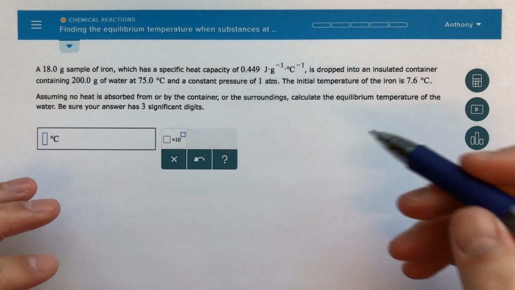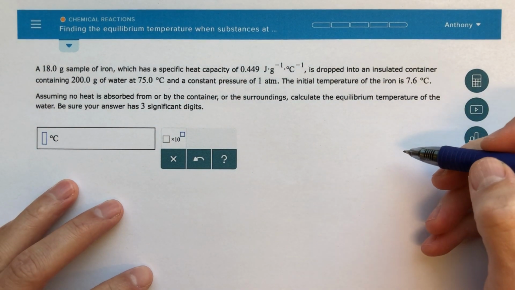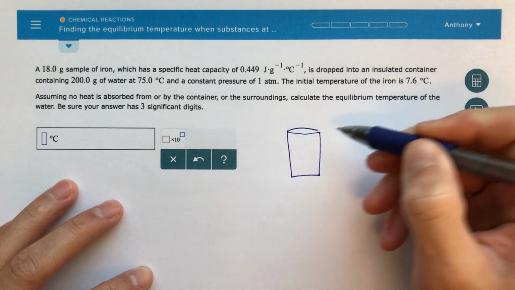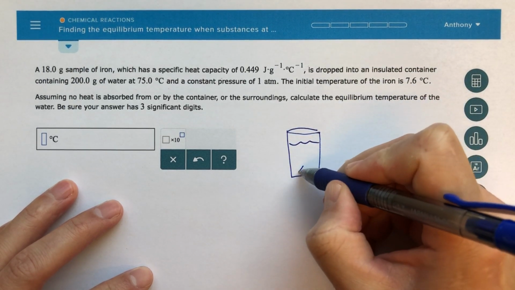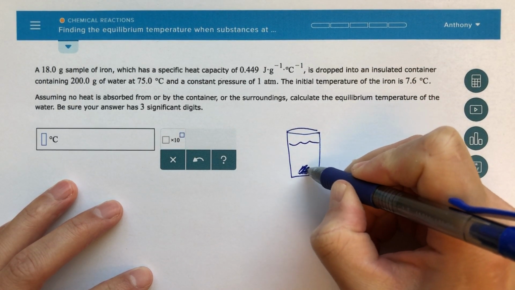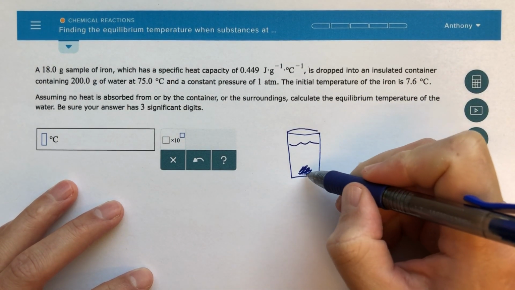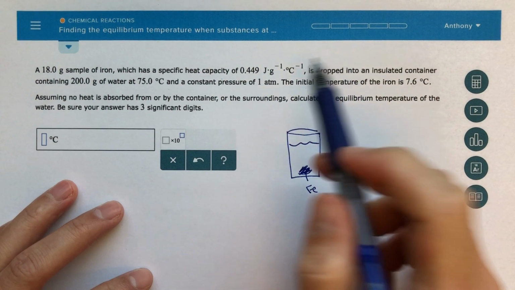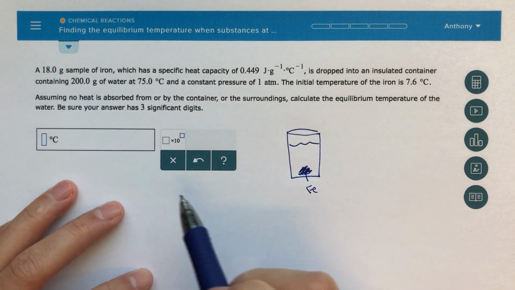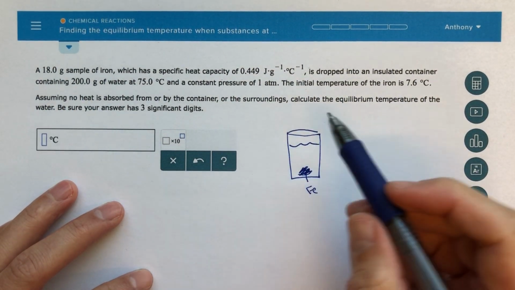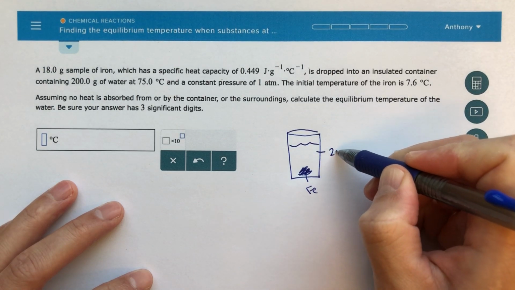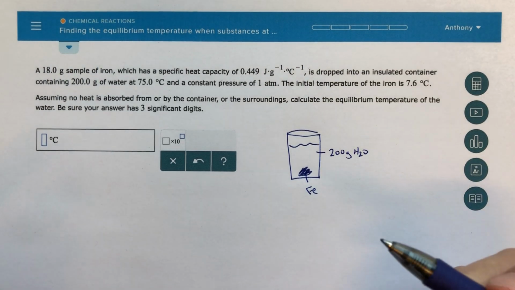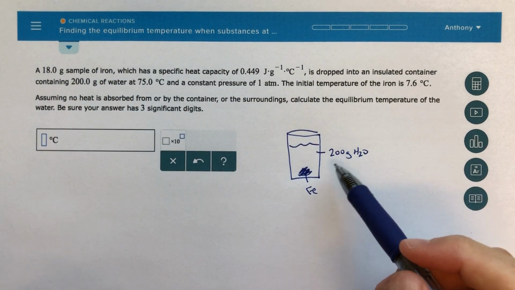The first thing I'm going to do is draw a little silly picture to illustrate what's happening in this problem. So here's my cup of water, and I've got my chunk of iron. Great art, I know. So this is my iron sample. It has a specific heat capacity that's given. It's got a mass that's given, 18 grams. And then we drop it into this container that has 200 grams of water. And they start at different temperatures. So the water actually starts at a higher temperature.